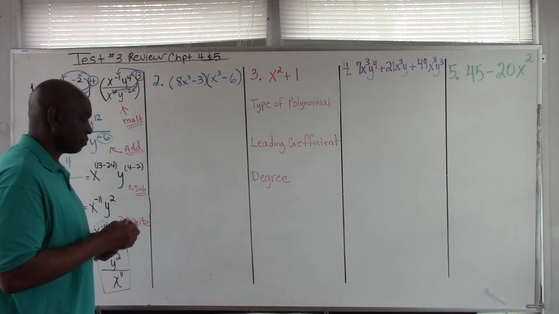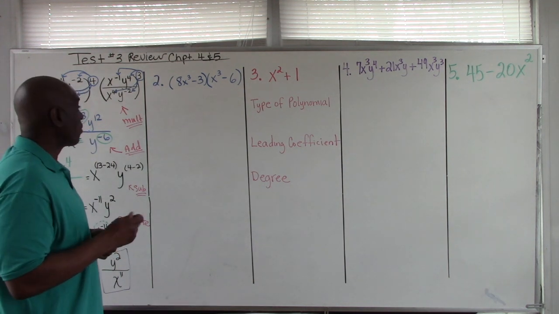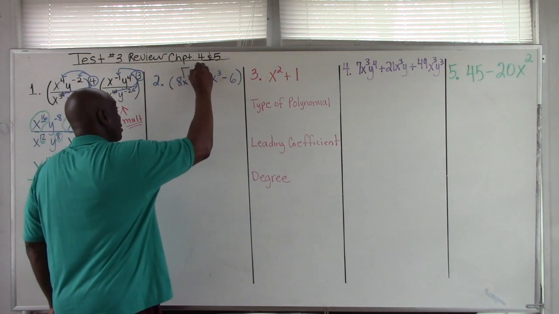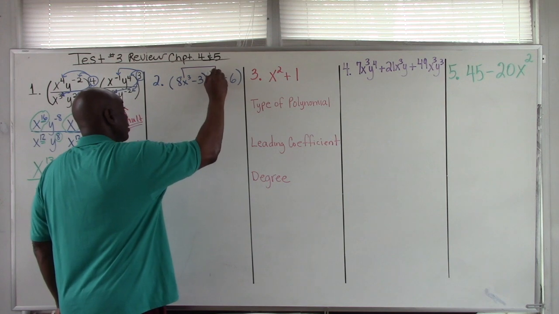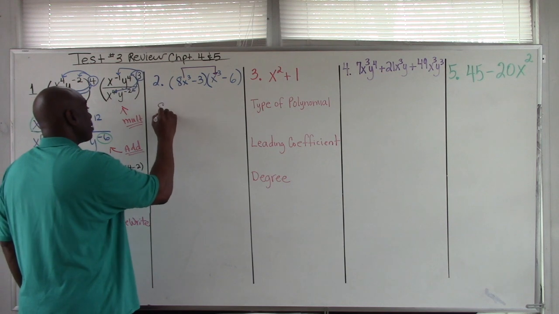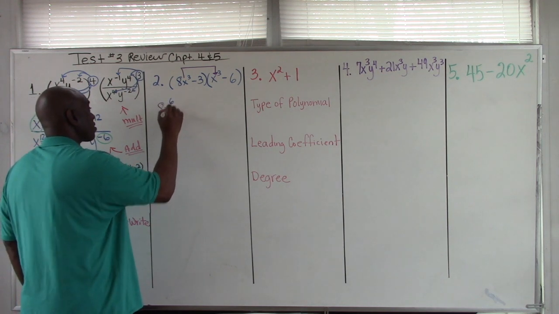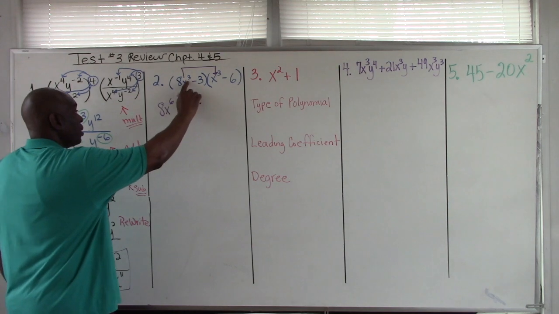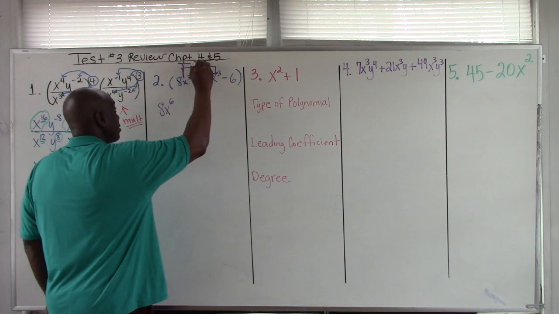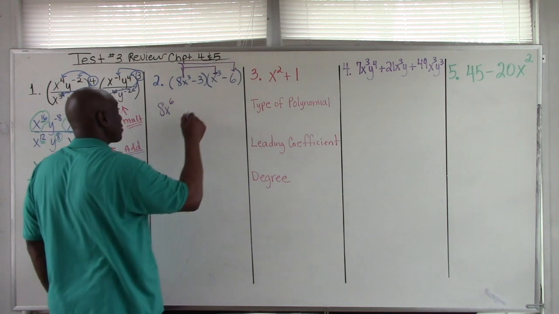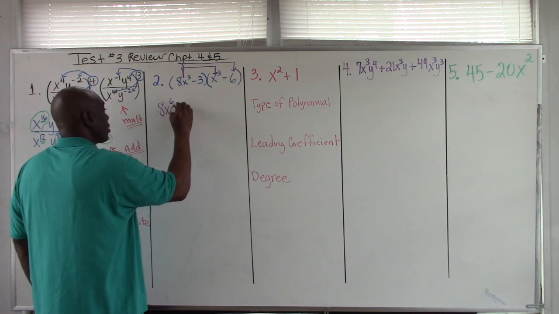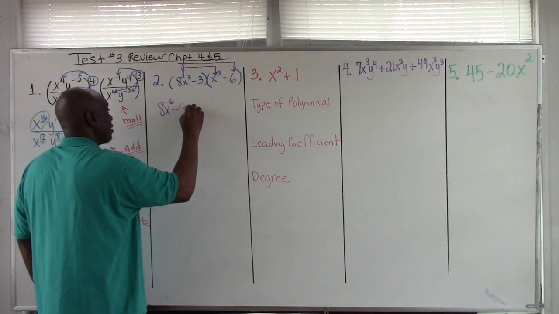Number 2. In this case, we have to multiply. FOIL. 8x cubed times x cubed. In this case, you add the exponents, right? That's going to give me 8x to the 6, because 3 plus 3 is 6. And then you go 8x cubed times negative 6. Well, 8 times a minus 6 is a minus 48x cubed.